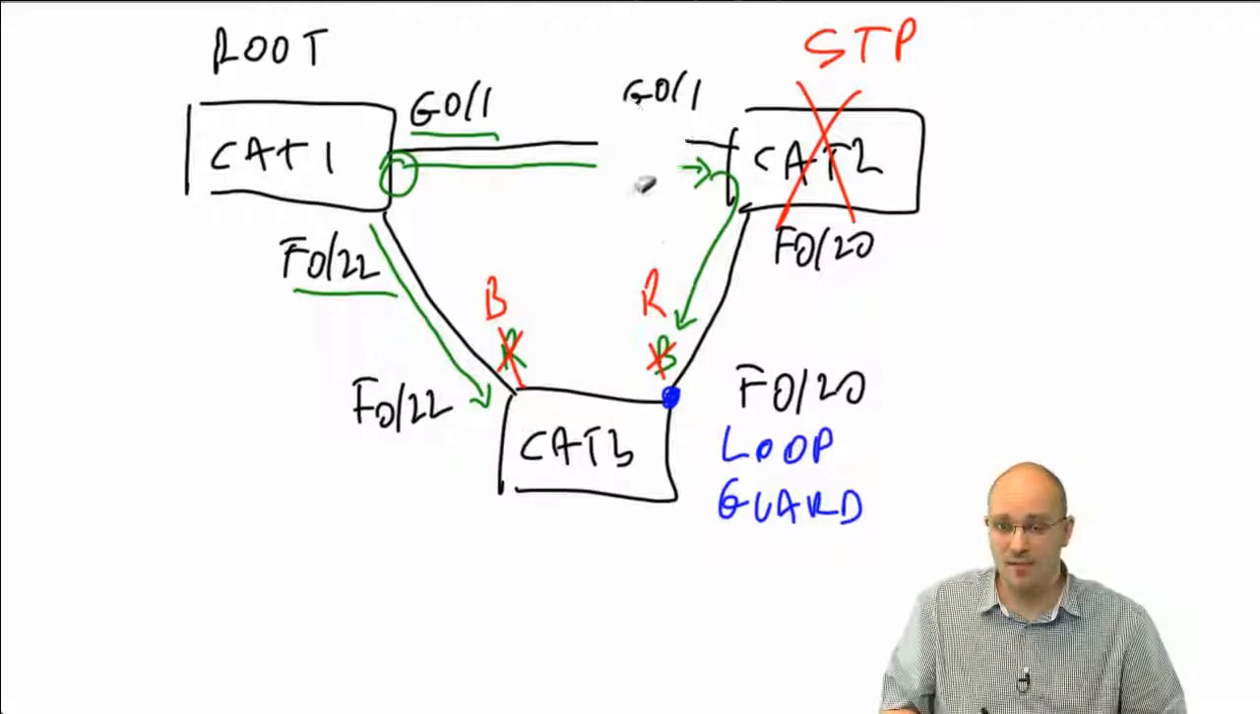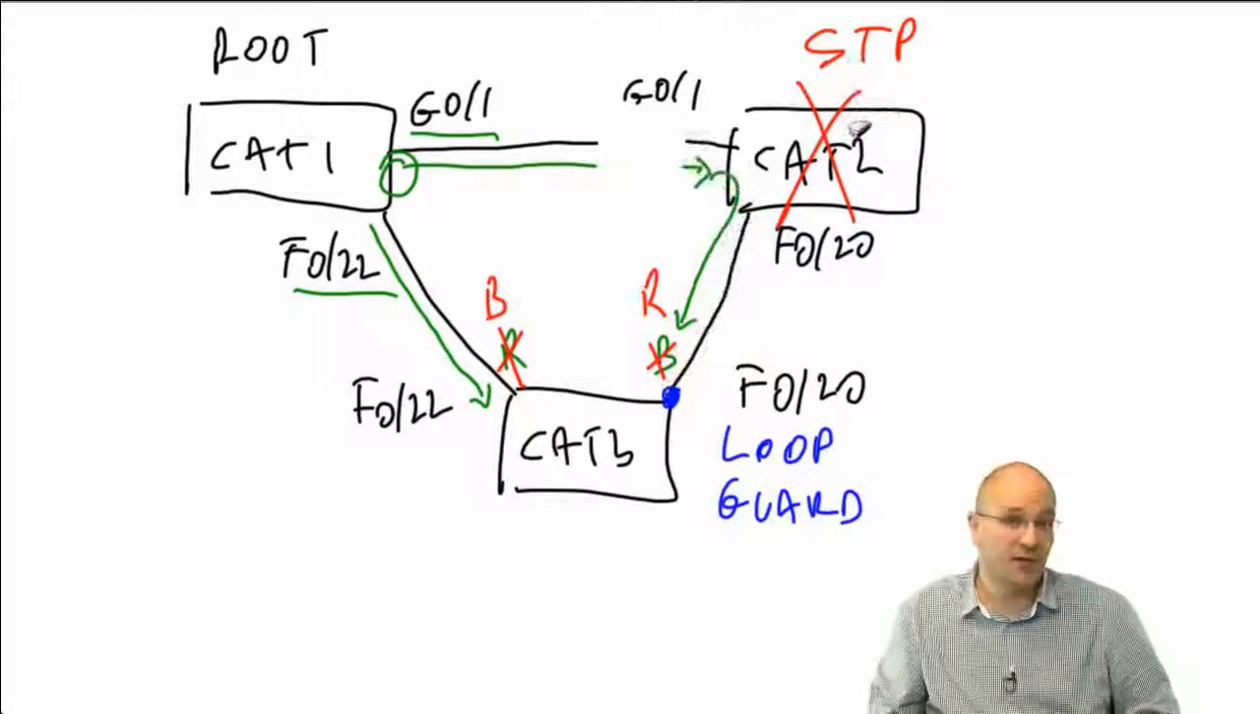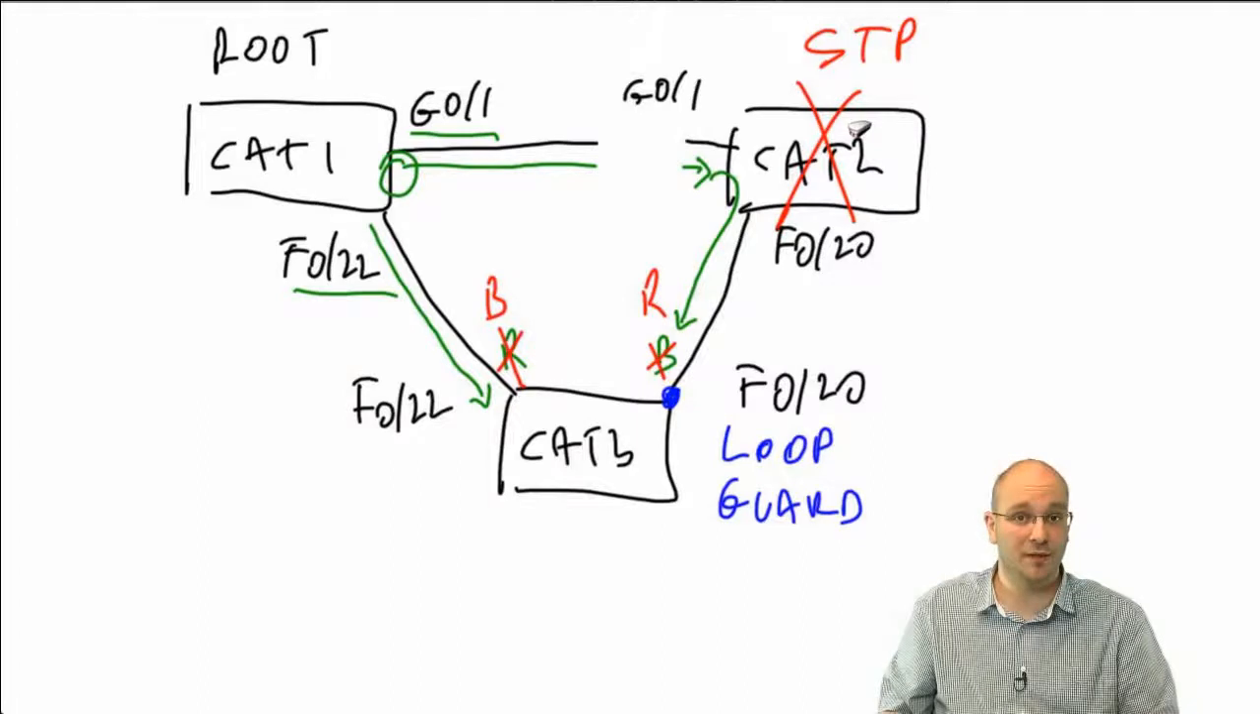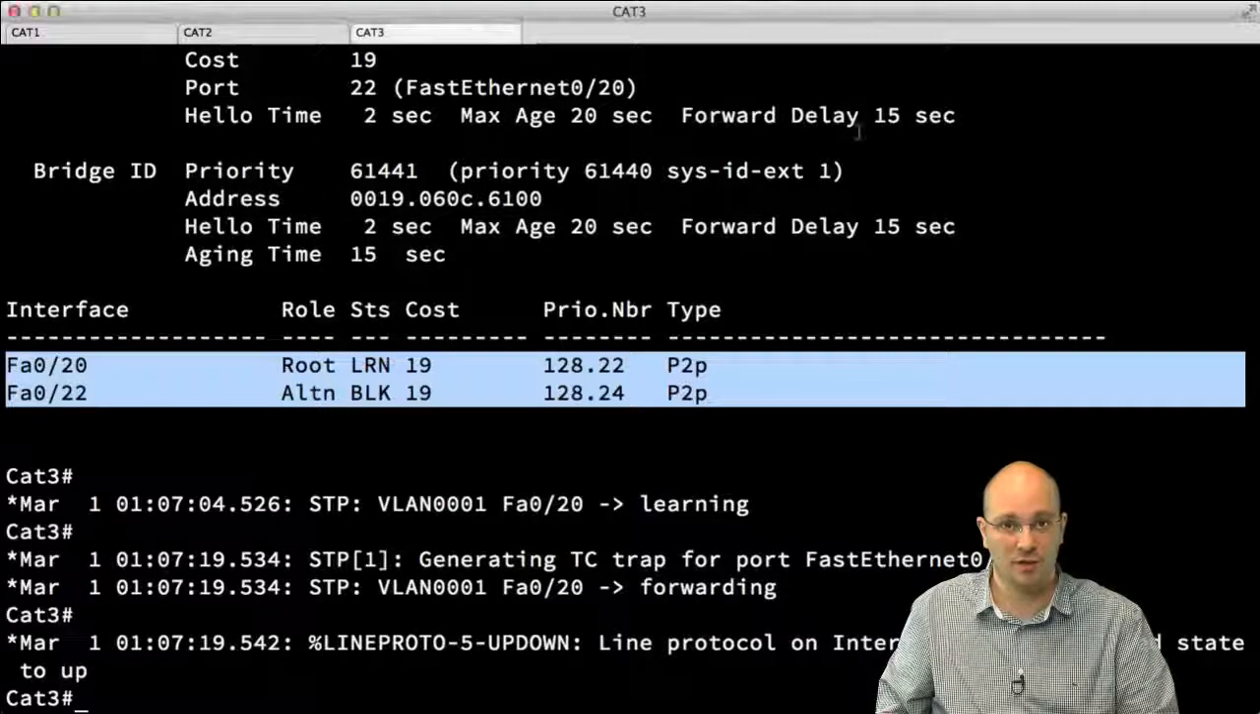Now remember, I'm receiving superior BPDUs here from Cat2. And with this link being shut down and spanning tree being turned off on Cat2, I'm going to have a sudden loss of BPDUs. But it will take 20 seconds for this to be detected because this is an indirect failure. We have to wait for max age time to expire.